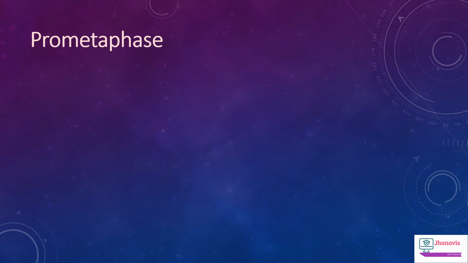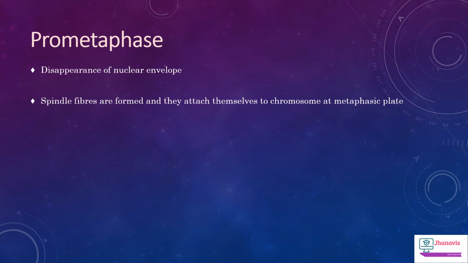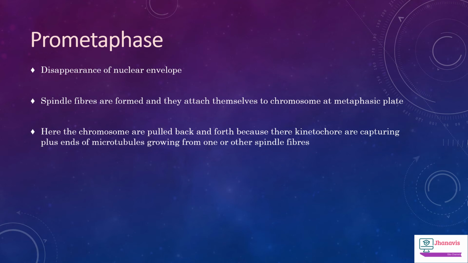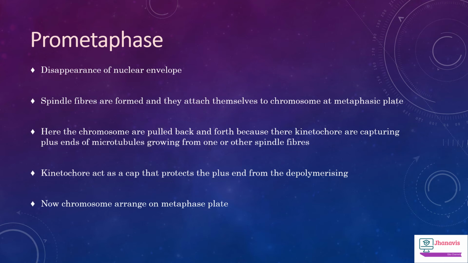Pro-metaphase. In the pro-metaphase stage, we can see the disappearance of the nuclear envelope, and spindle fibers are formed and they attach themselves to the kinetochore of the chromosomes at the metaphasic plate. Here, the chromosomes are pulled back and forth, and the kinetochores are capturing mainly the plus end of the microtubules growing from one or the other spindle fibers. The kinetochore acts as a cap that protects the plus end from depolymerizing. Now the chromosomes arrange themselves on the metaphasic plate.